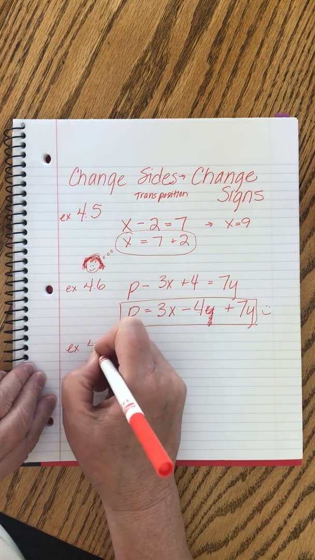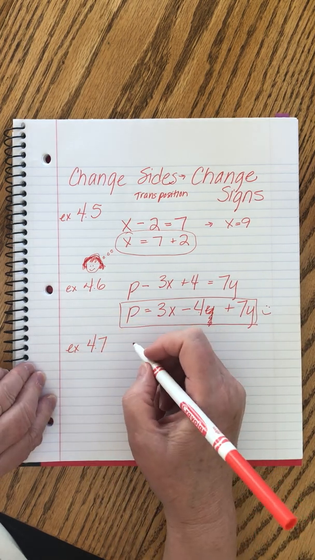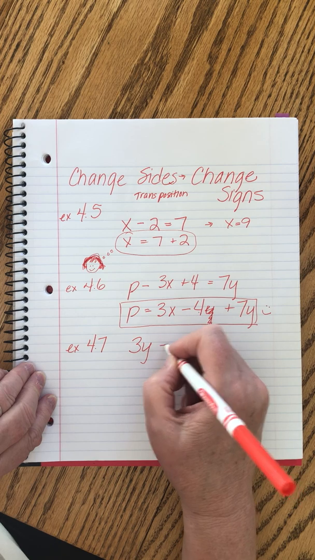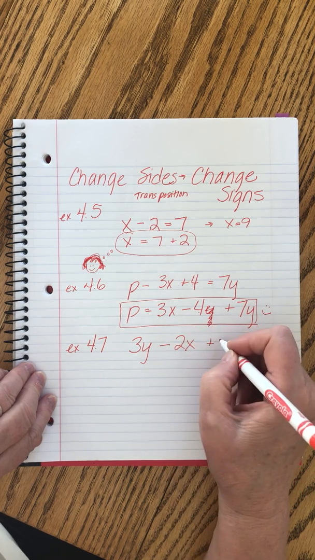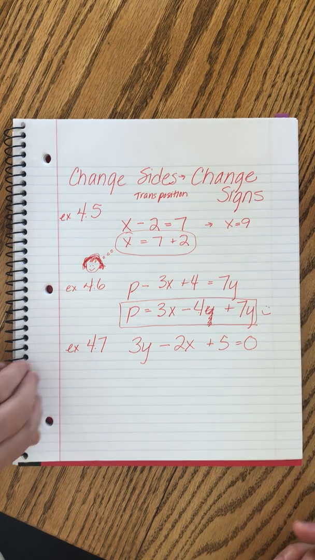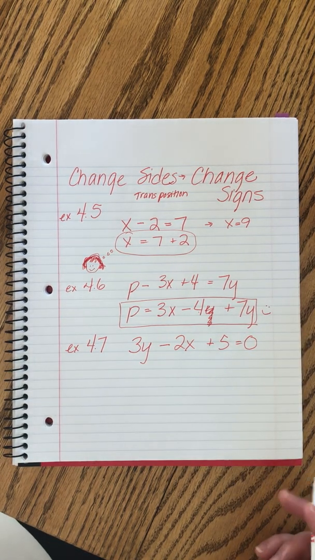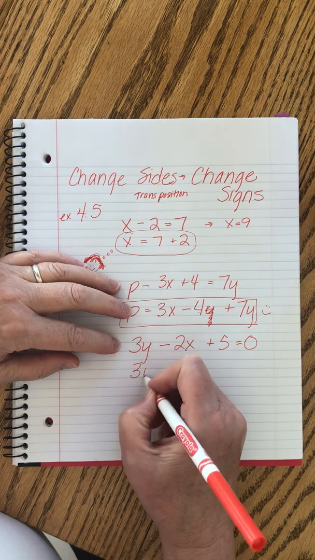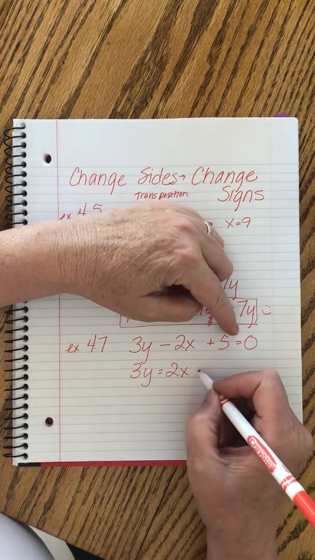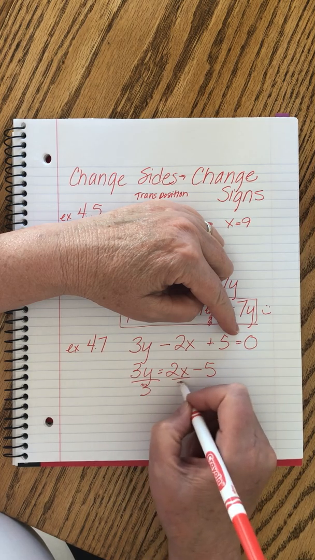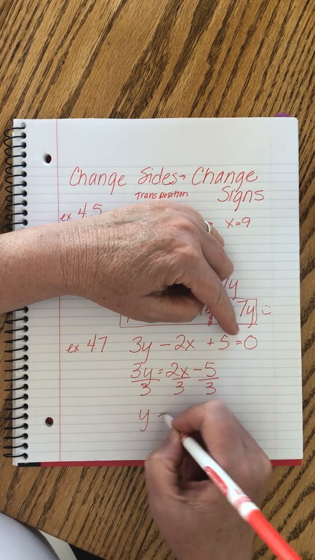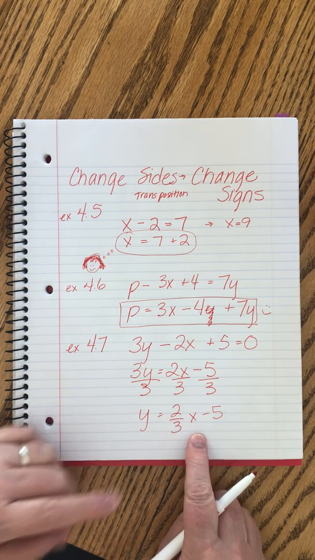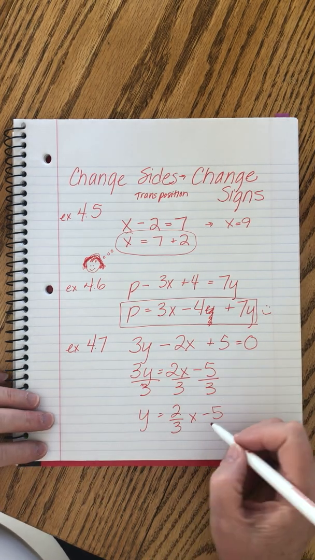And example 4.7, solve for y. 3y minus 2x plus 5 equals 0. Okay, this one is a little bit more involved because the y that we're solving for has a coefficient, but still we can do most of this in our heads. We just go 3y equals positive 2x minus 5, and then we quickly divide by 3. So we get y equals 2/3 x minus 5/3. Looks like a y equals mx plus b problem to me. Is that right? Yes. Oh wait, I forgot the 3.